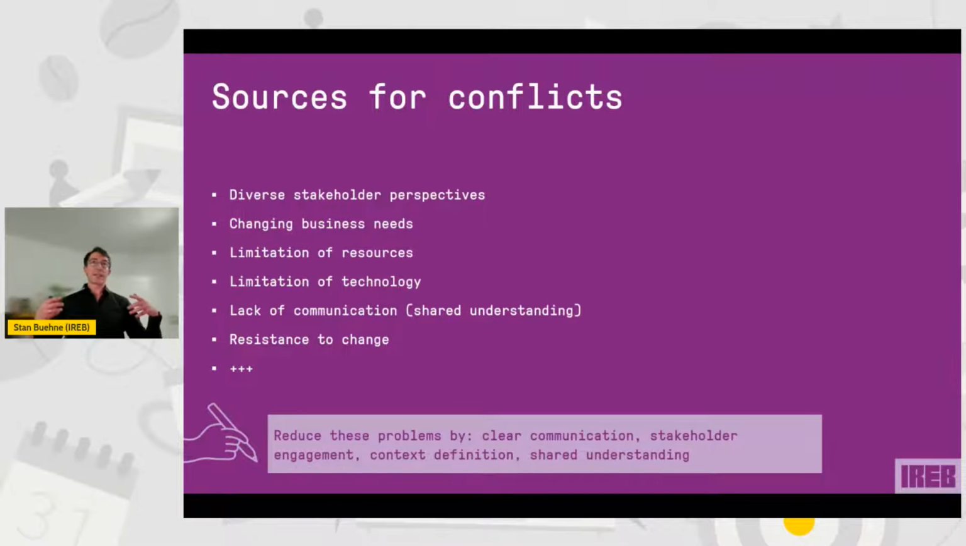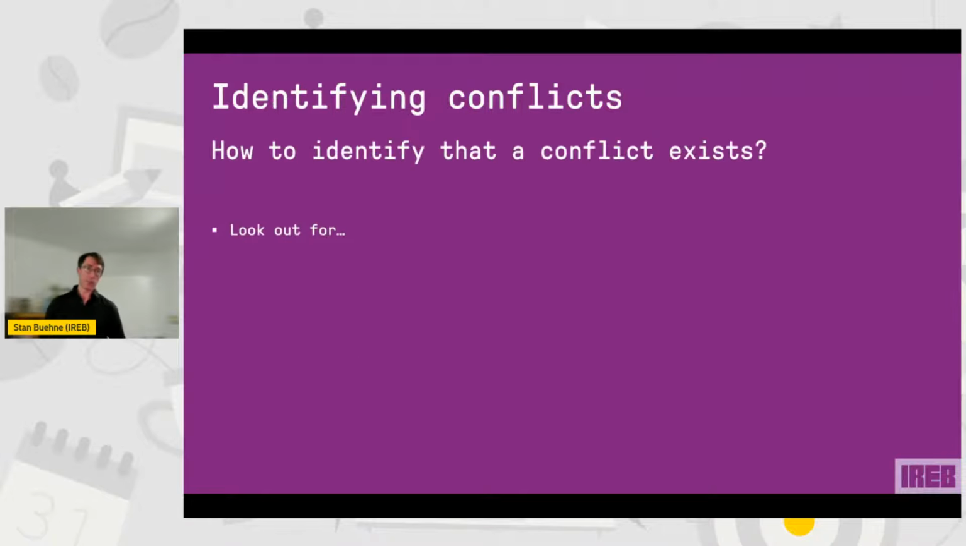That's why it's super important, in my point of view, to have in the very beginning a kind of clear communication. We need stakeholder engagement. We need to be clear of the context that is defined. We need to create a shared understanding. Those are all techniques and methods to handle conflicts, or to identify conflicts quite early, and to directly maybe eliminate conflicts. Because if all people have a clear understanding of what needs to be done, then all these conflicts probably will not come up at the end.